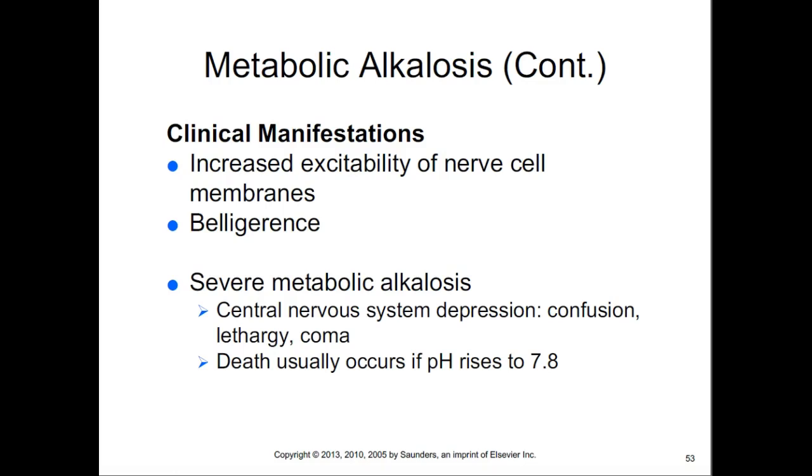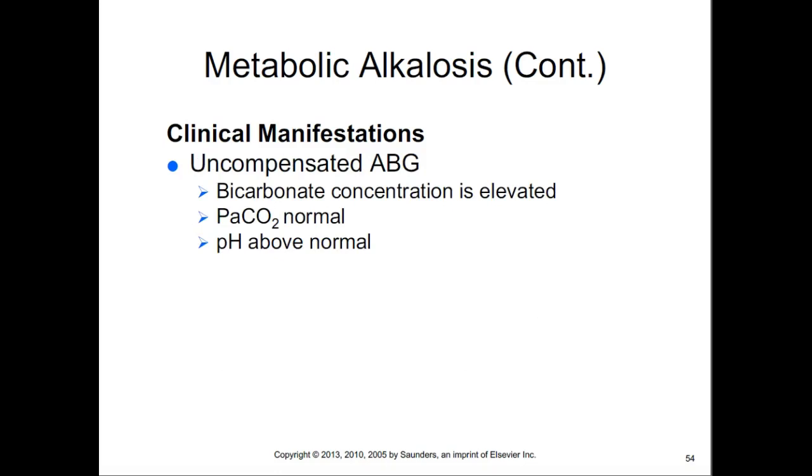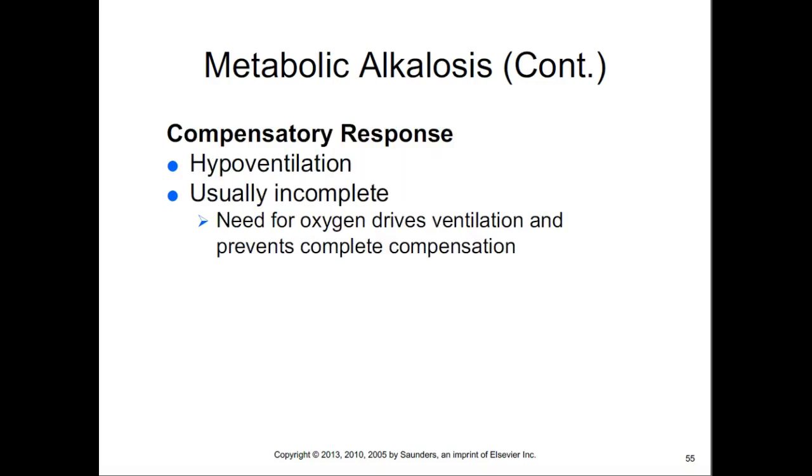Severe metabolic alkalosis can cause central nervous system depression, confusion, lethargy, and coma, and death usually occurs if the pH rises to 7.8. In an uncompensated metabolic alkalosis, you will see an elevated bicarbonate concentration, a normal partial pressure of carbon dioxide, and a pH above normal. So make sure you write those things down and keep them straight. The compensatory response is hypoventilation.